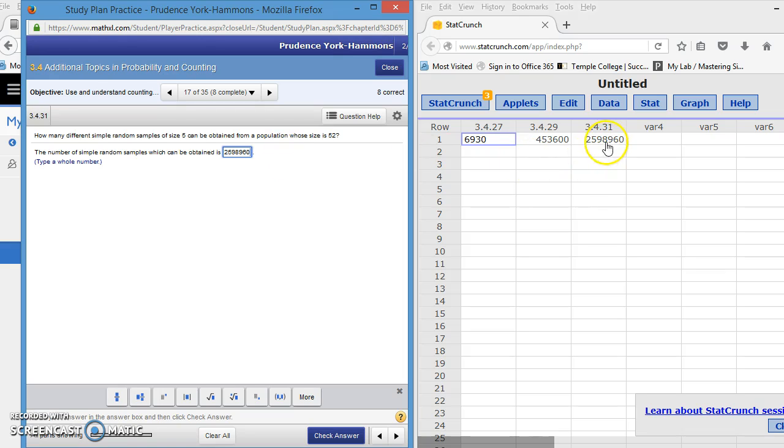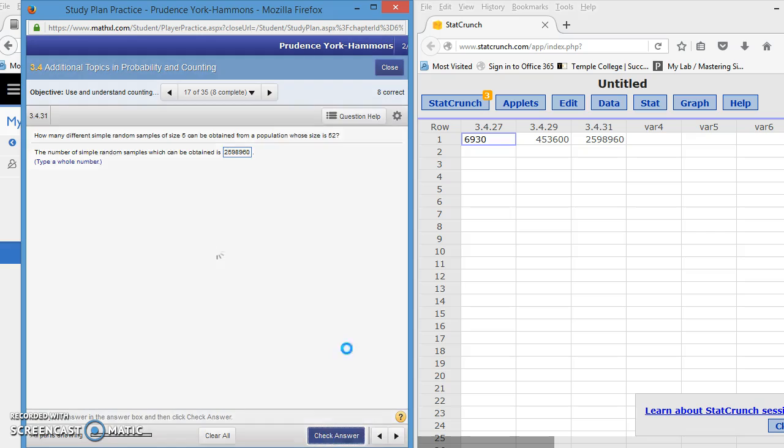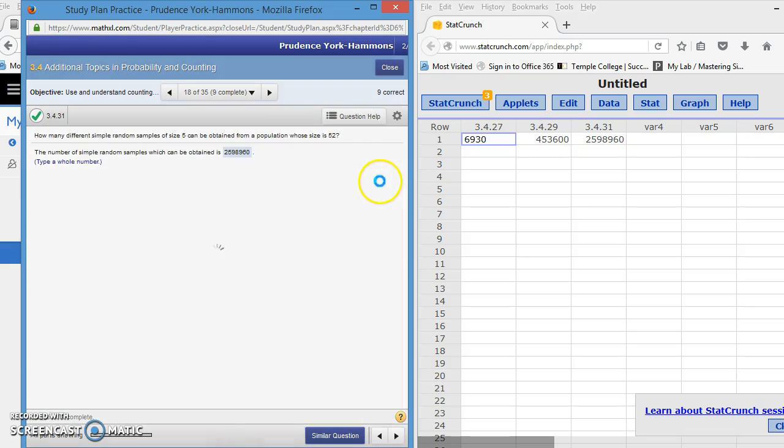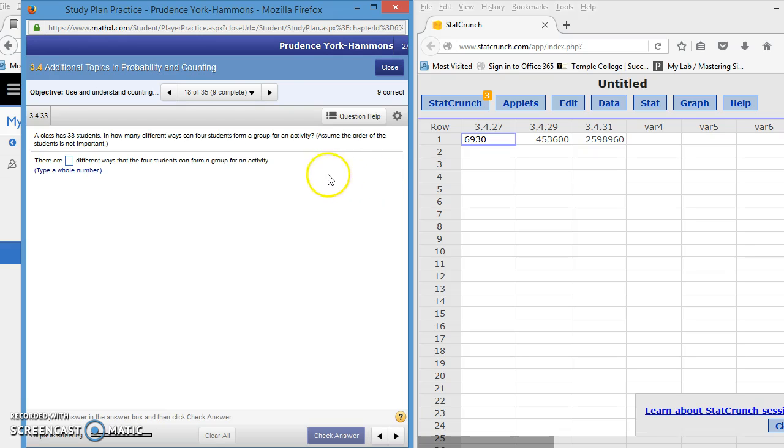2,598,960. Let's see if it lets me get by without putting commas in. It liked it. So let me see if there's something that involves the division. I'm going to pause and be right back.